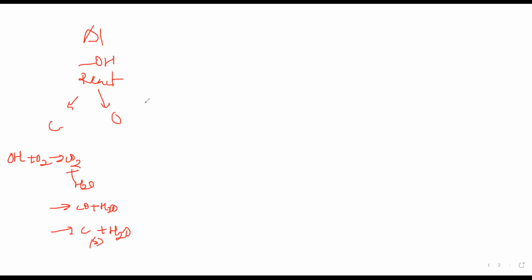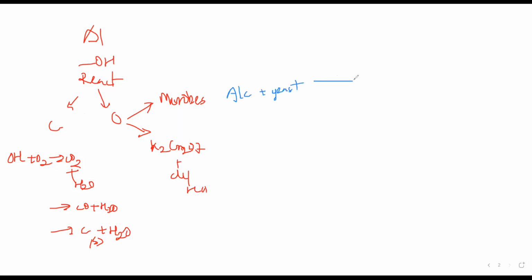Now, oxidation is again of two types. We have oxidation in the presence of microbes and in the presence of an oxidizing agent like K2Cr2O7 with dilute acid. So the microbe reaction here is, when alcohol reacts with microbes like yeast, it will oxidize and become a carboxylic acid. Clear?